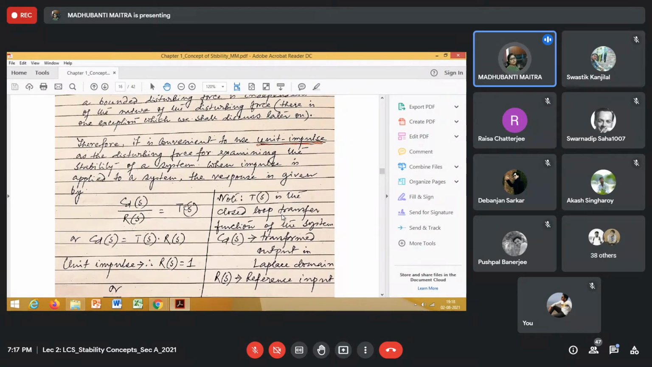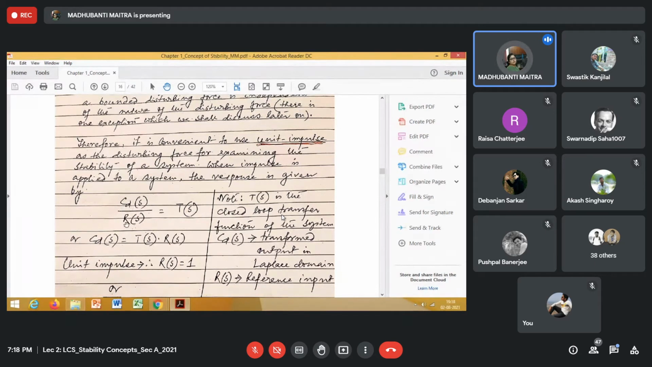So we can write down this expression: CDS is the transformed version of the output response because of the disturbing force that we have applied, and after a while we have removed it from the system, and we are observing this response after removal of the disturbing force.